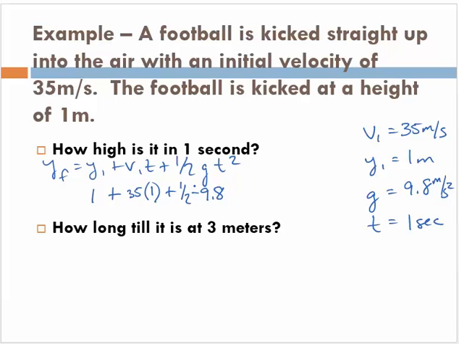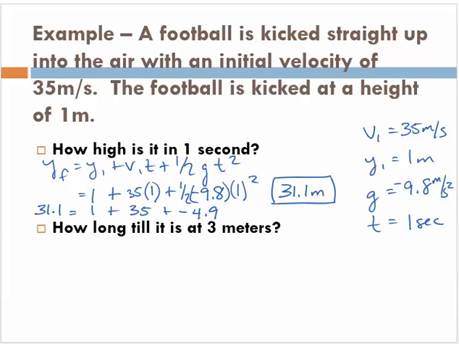Here's the other thing. The gravity we're going to use is negative 9.8 because gravity acts down. We hadn't really talked about that yet. This should be a negative 9.8. And then t squared, that's 1 squared. Okay, I went ahead and punched the numbers in here, and what you get then is a height of 31.1 meters.